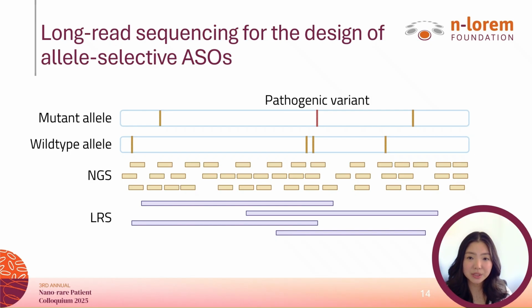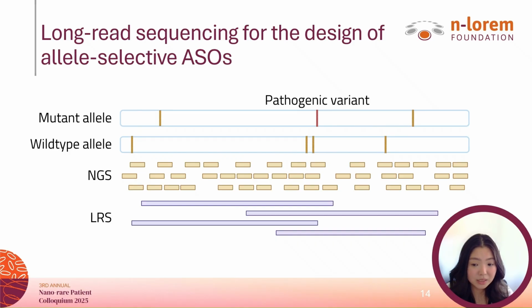And so one of the ways that long read sequencing has benefited us is in the design of our allele selective ASOs. So these are our ASOs where we want to selectively target and degrade the mutant RNA while not touching the wild type. And in order to do this, in addition to the pathogenic variant, we want to identify genetic variants that are also on the mutant allele or the mutant RNA. This is how we'll be able to distinguish from our wild type. In some cases, we may be lucky where there are variants very close to the pathogenic variant, within that short read length. However, oftentimes they're not going to be that close, unfortunately. Instead, they could be very far away from your pathogenic variant.